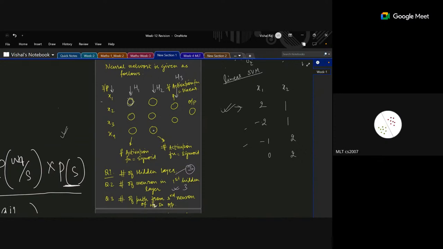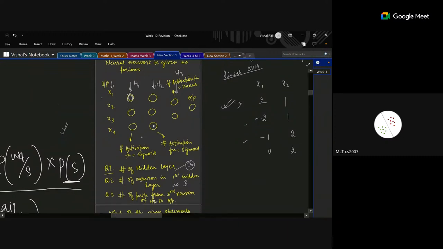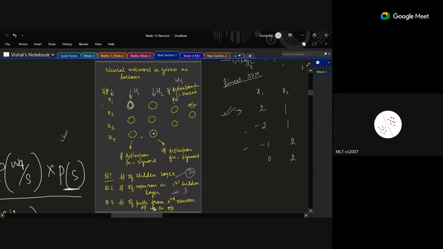Sir, hidden layer, sir. If you have to go from here to output, how many paths can you have? The second question is the number of neurons in the first hidden layer. So this is the first hidden layer. How many circles? Basically, you have 3, right? Each of the circles will have some weight, and each of the circles will have some activation function also. We'll see that with one more example, but at least you should know this much so that we'll be able to solve some problems.